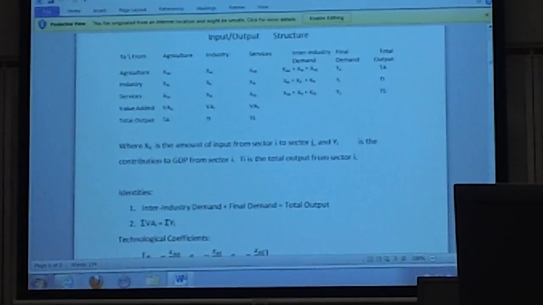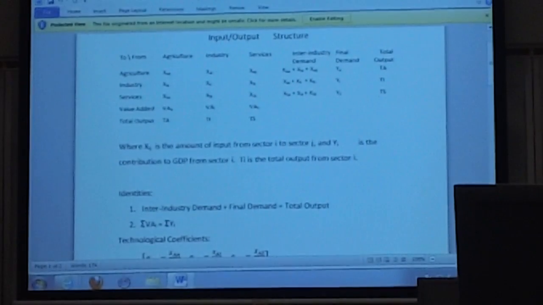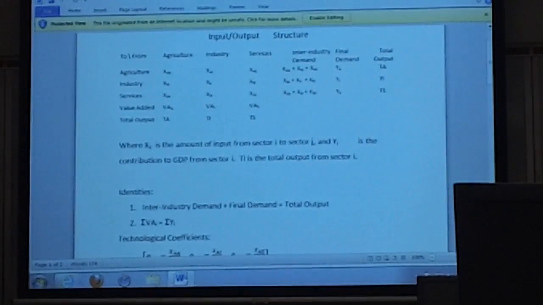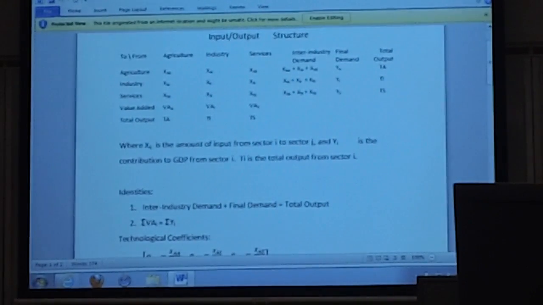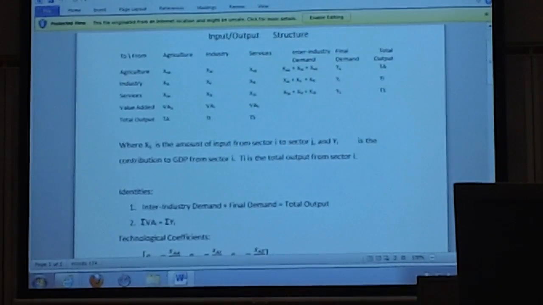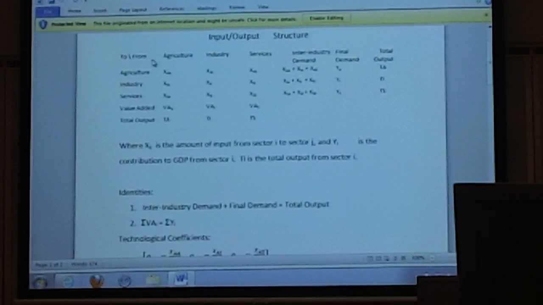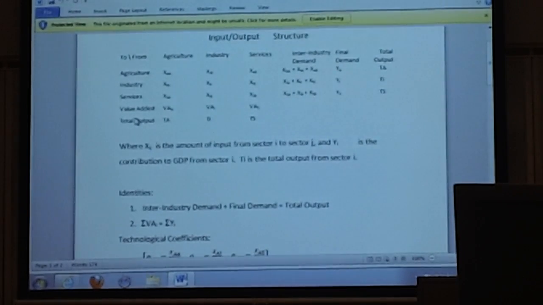Now let's take a look at this. This is a simple input-output table in which we divide the economy into three sectors: agriculture, industry, and services.